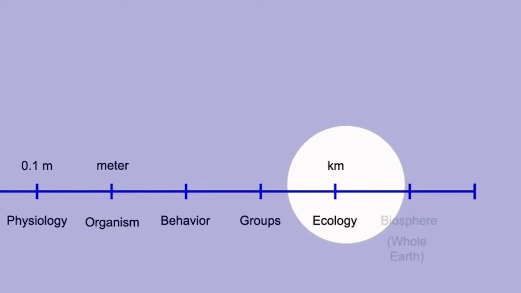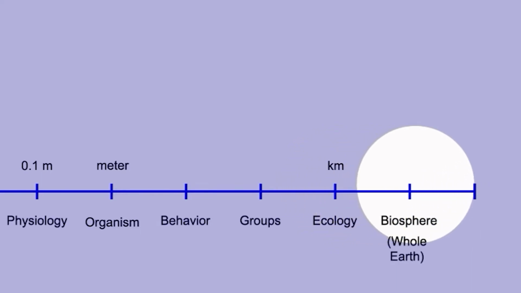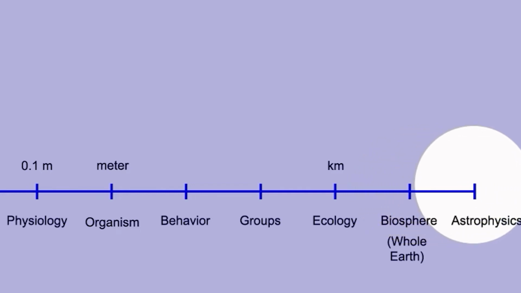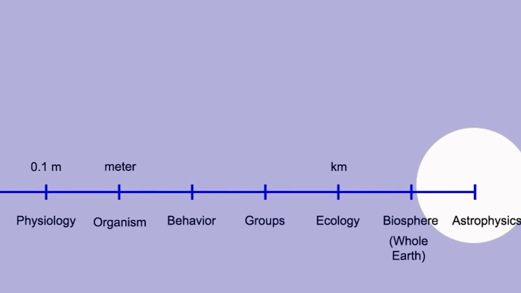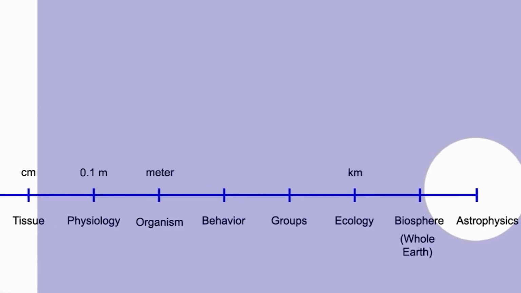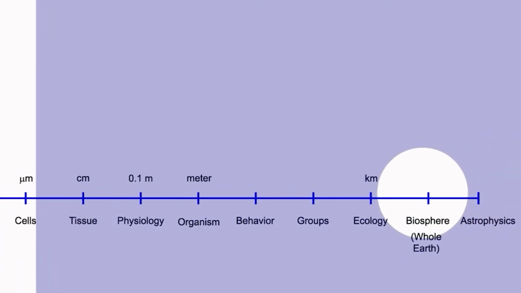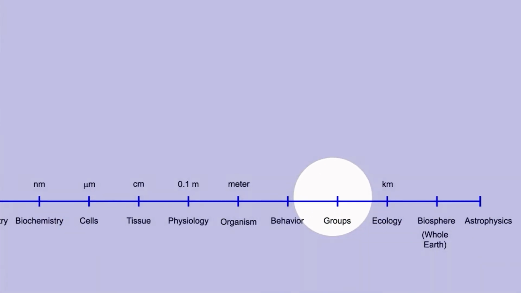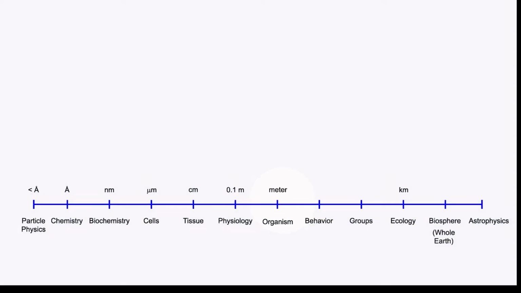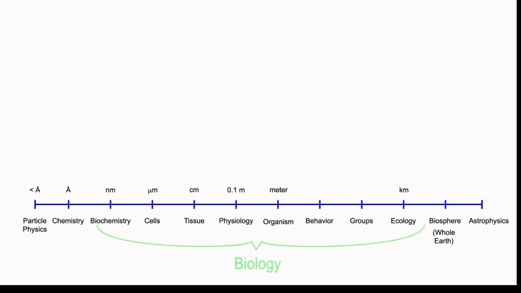The largest scale that ecology can be studied at is the realm of the entire Earth, or the biosphere. If we go larger than the biosphere, we are back in the realm of physics with astronomy. Biology is generally thought of as covering everything from the biochemistry level to the ecology level. Having decided on the level of biology to study, let's look at which disciplines cover each of these levels.